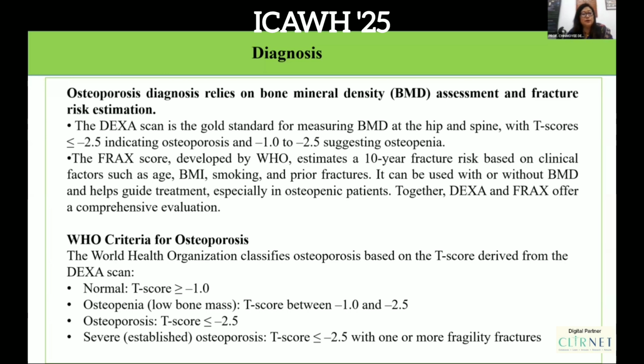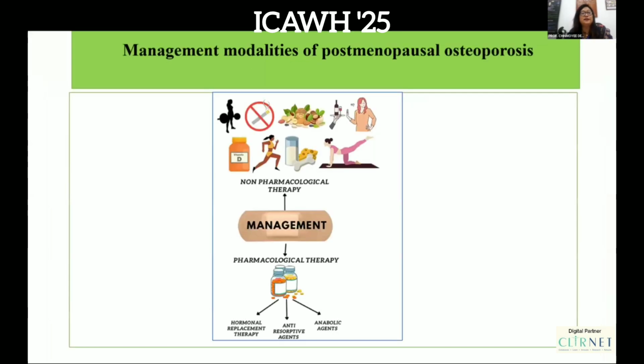There are four criteria for osteoporosis. The World Health Organization classifies osteoporosis based on the T score derived from the DEXA scan. Normal: T score more than or equal to minus 1.0. Osteopenia, low bone mass: a T score between minus 1.0 and minus 2.5. Osteoporosis: T score less than or equal to minus 2.5. Severe, established cases: T score less than or equal to minus 2.5 with one or more fragility fractures.